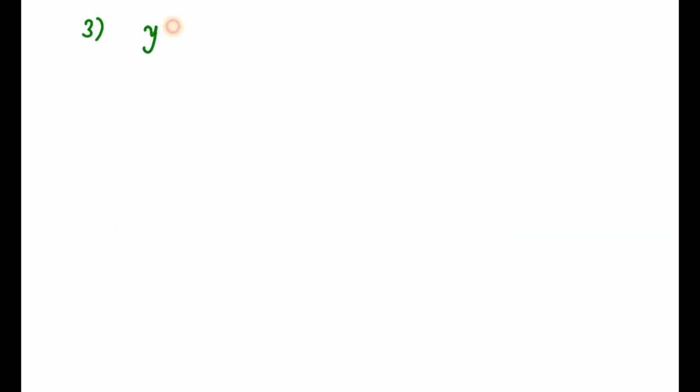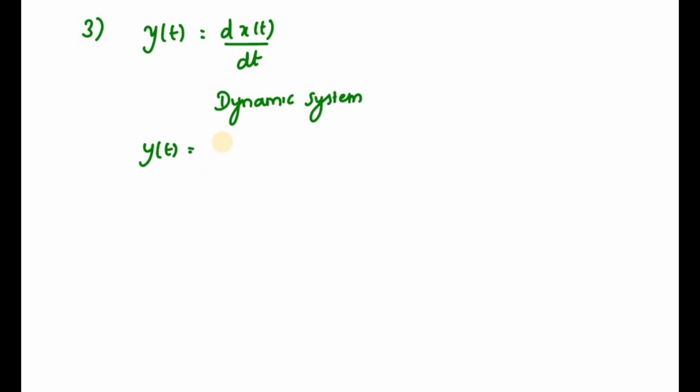Third problem, y of t is equal to d of x of t divided by dt. This comes under the dynamic system. For y of t is equal to the integral from minus infinity to infinity of x of t dt, that also comes under the dynamic system or memory system. You can take it as a summation, so here it is x of 0 plus x of 1 up to x of infinity, right? So this is definitely a memory system.